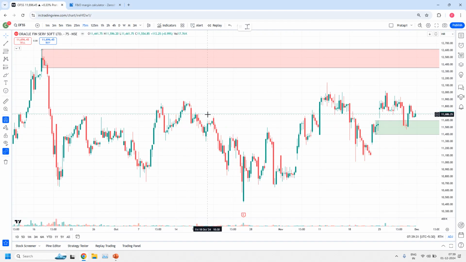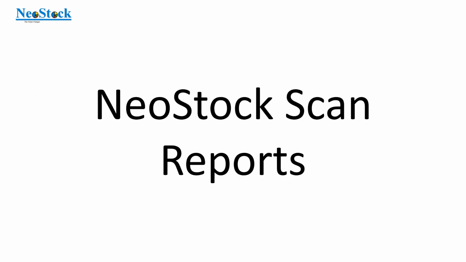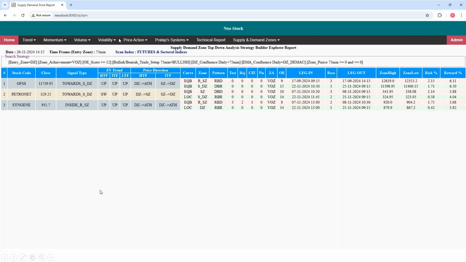And the first stock is about OFSS. How I selected this stock? From this report. When is this report? On 26th. Our software generated this report on 26th 11. 11 means the November month. We just completed this month on 2024.